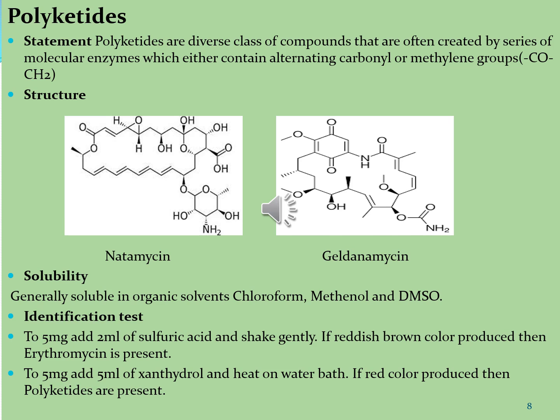So you can see over here two examples of phytoconstituents that fall in the category of polyketides. These two phytoconstituents are natamycin and geldanamycin. Now let's see what natamycin is. Natamycin, also known as pimaricin, is an antifungal medication used to treat fungal infections around the eye. This includes infections of the eyelids, conjunctiva, and cornea. It is also used as eye drops.